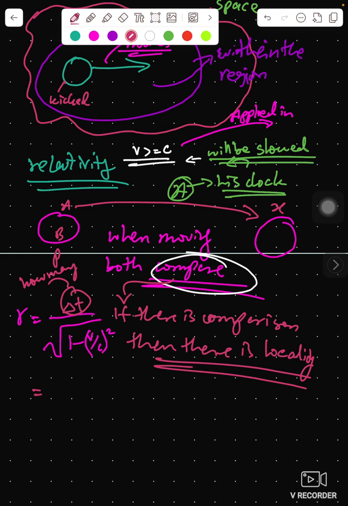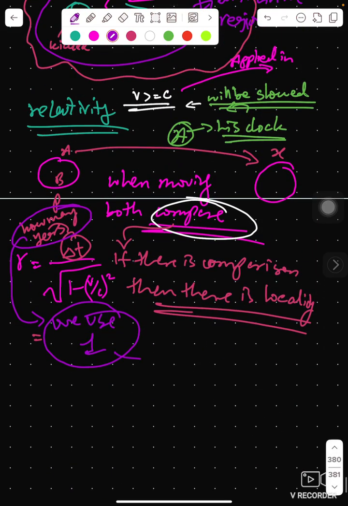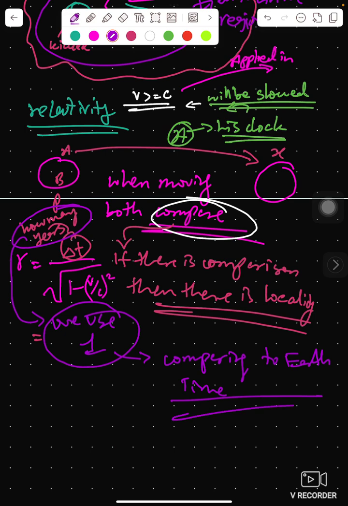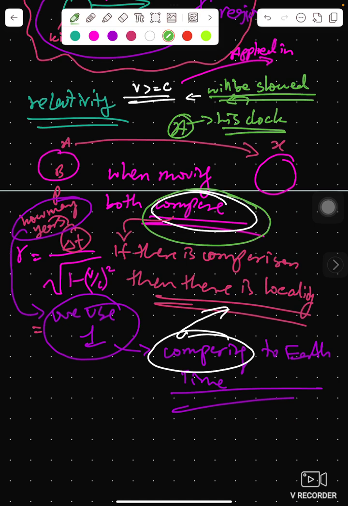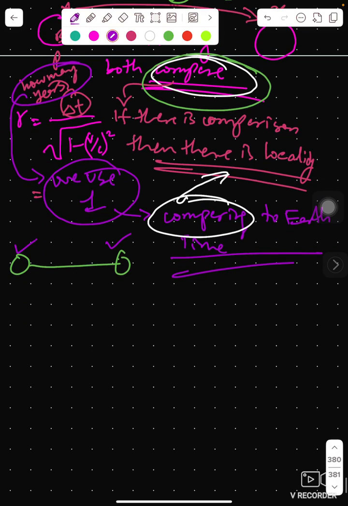It depends on how many years we're talking about. But mostly when we do comparison, we use 1, because we mostly want to know the 1 year difference, comparing to earth time. Now look at this again, comparing is here, so locality. The first point of locality is that it's restricted in a region. The second point of locality is comparison. Both are compared.